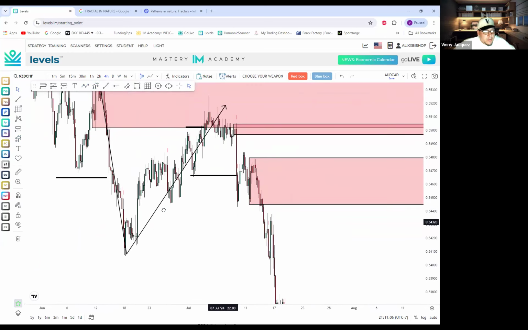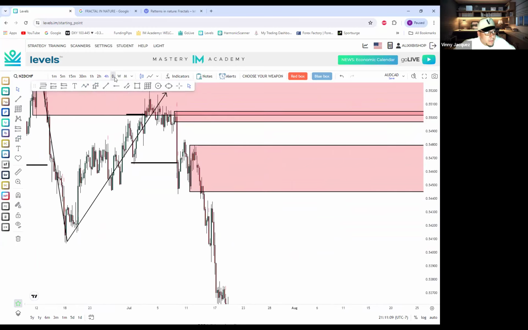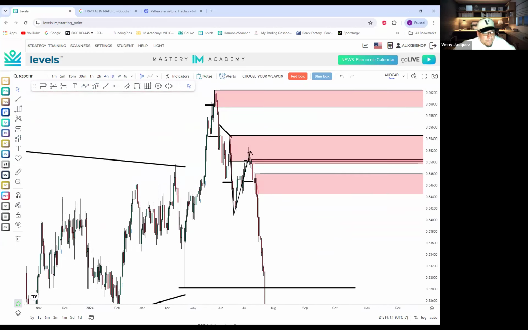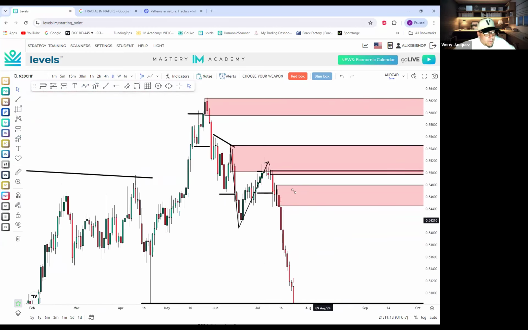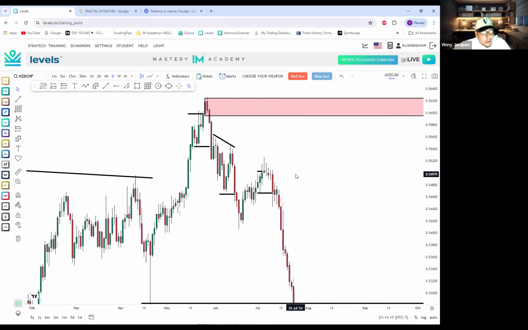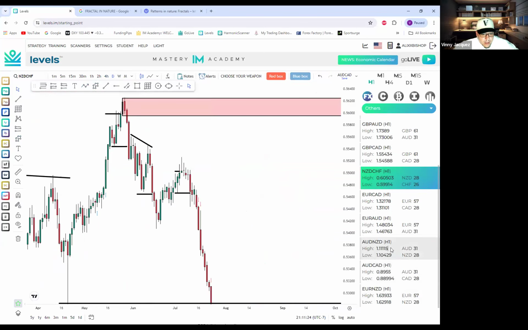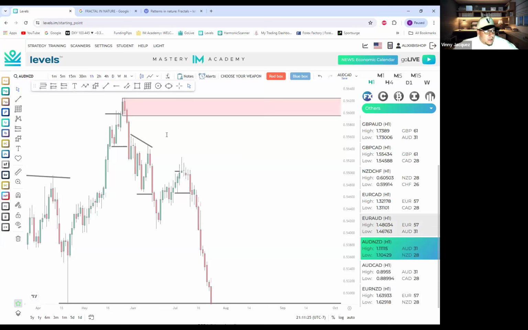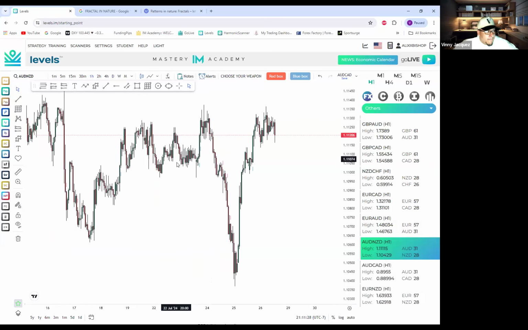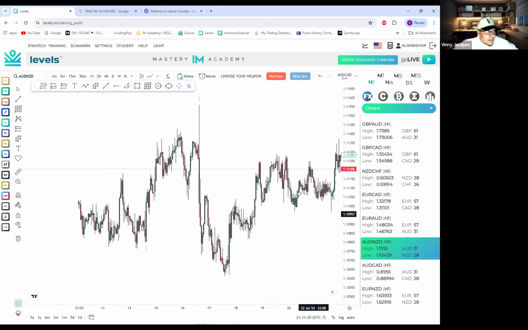Let's zoom out real quick. Let's go up to the daily. Let's do another one before we head out of here. What is that? NZD, CHF. Let's go to AED, NZD. Let's see.